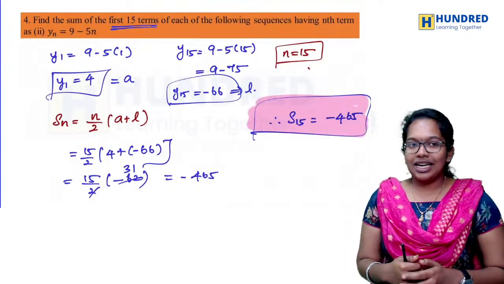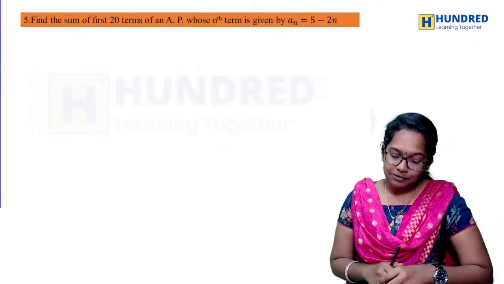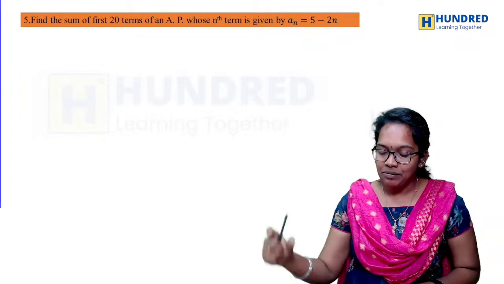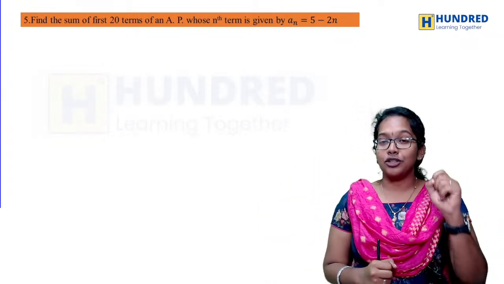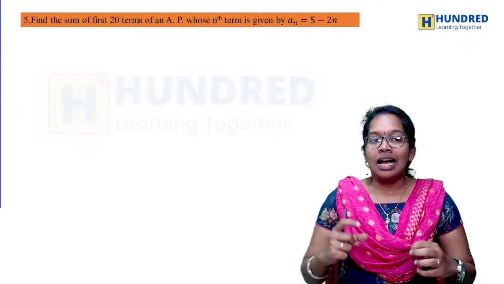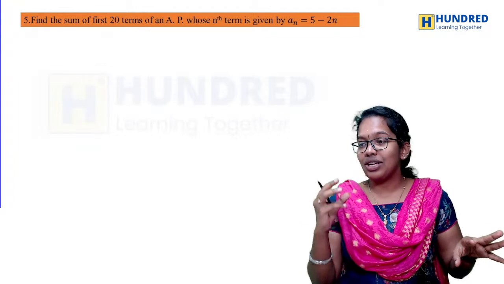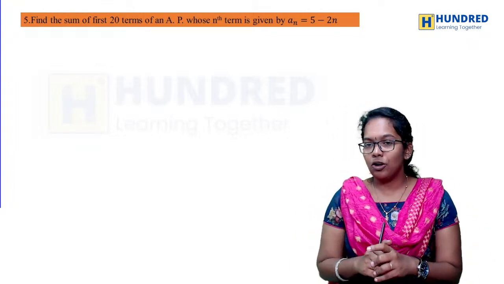I hope you guys understood this clearly. So let me go to the next type of sums. Find the sum of first 20 terms of an AP whose nth term is given by an is equal to 5 minus 2n. I hope you guys understood the previous concept so that you can easily do this sum and comment the answer below. I hope you guys will do it.